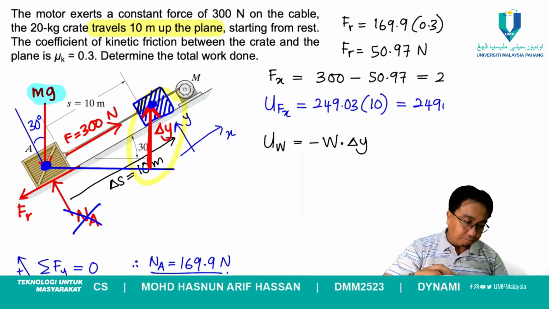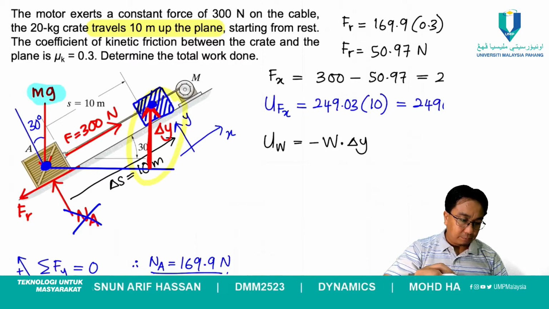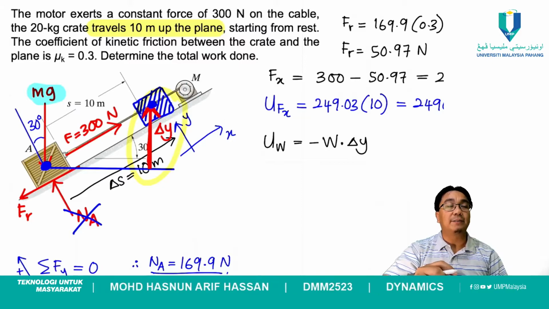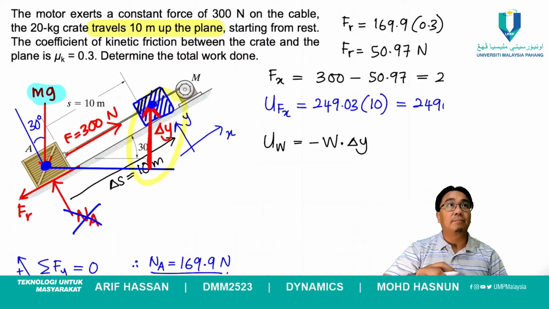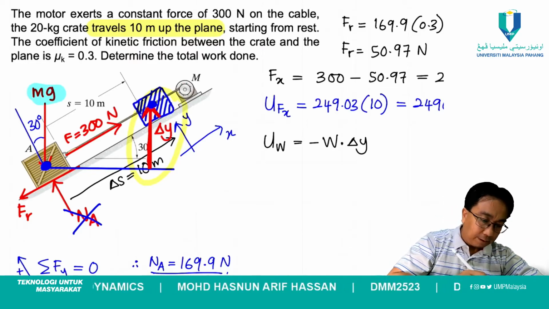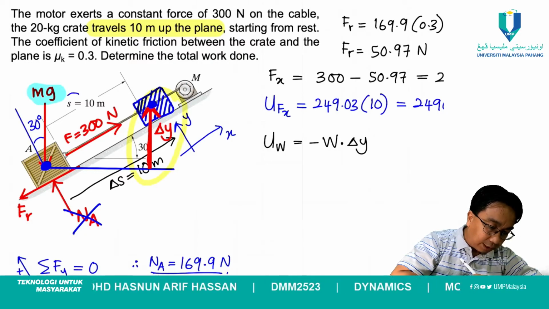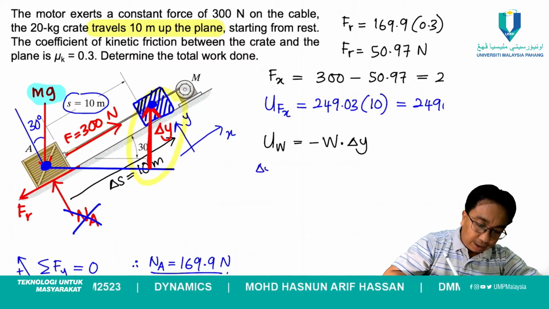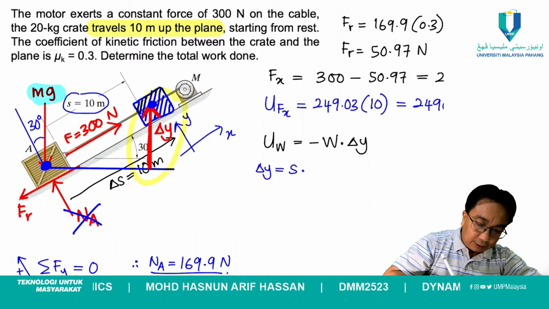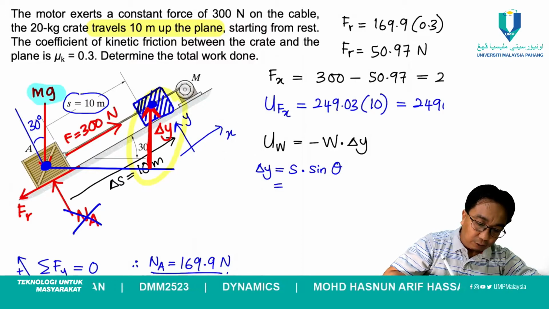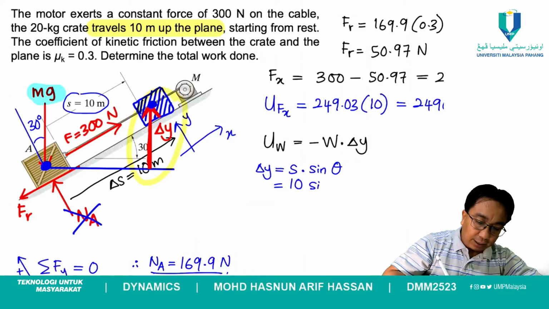Okay, so how do we get delta y? Any idea? F sin theta. Which one, sin theta? Can you repeat please? F sin theta. Correct, thank you Wan Lukman. S sin theta. Okay, so we have S given here. S is 10 meter. So delta y is equal to S times sin theta, or we can substitute the value to be 10 times sin 30 degrees.